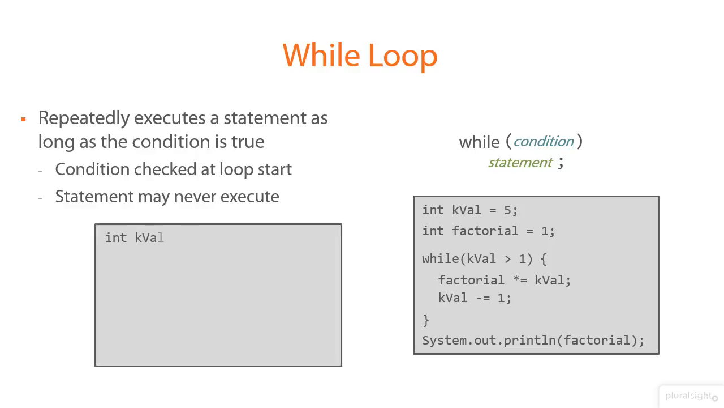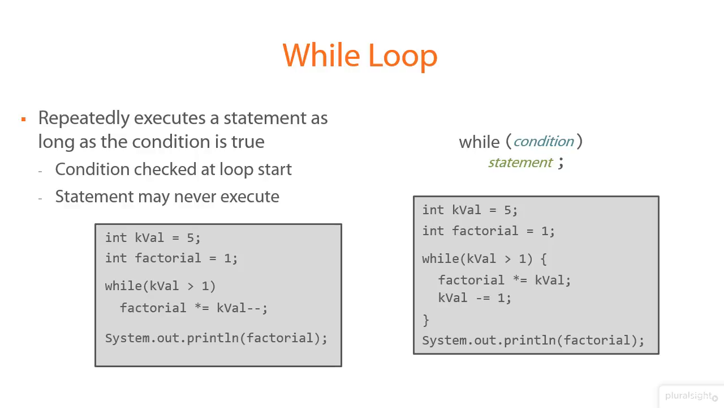If we set this up, again, kval is equal to 5, factorial is 1. We do our loop, kval greater than 1, and then the statement we execute is simply factorial times equals kval minus minus, the decrement operator. In this case, we're now performing the exact same work, but we didn't have to use a block statement, because now we can just go ahead and print it out. So we'll repeatedly execute that factorial times equals kval minus minus until kval gets down to 1.